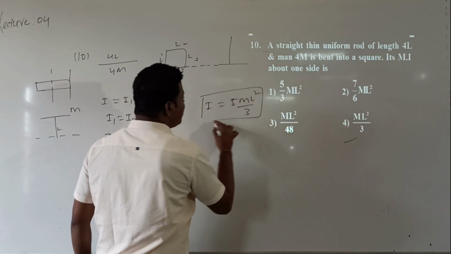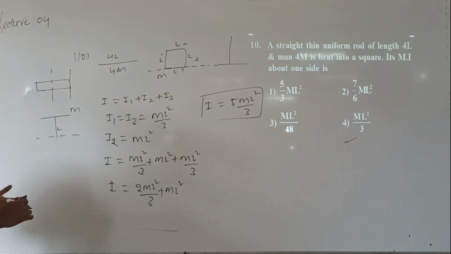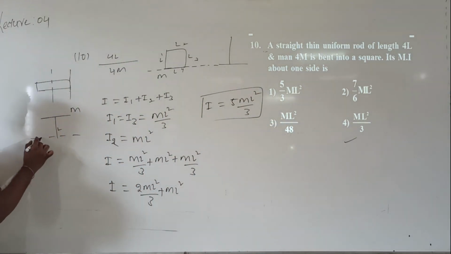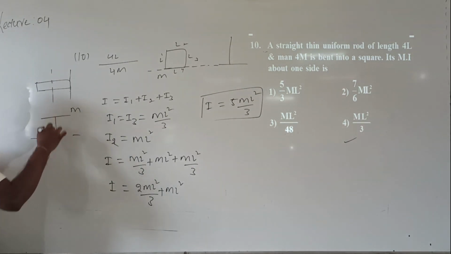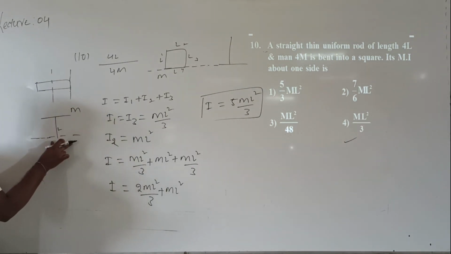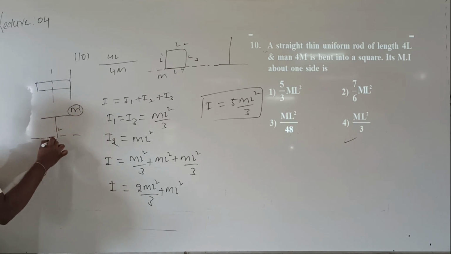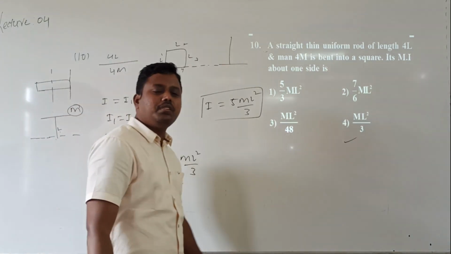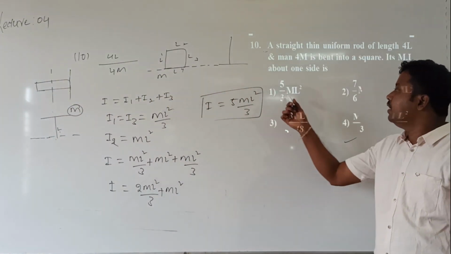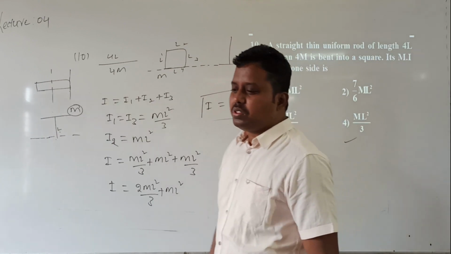See the moment of inertia calculation. Here, because the axis of rotation is neither perpendicular nor passing through the tangent, at that time we have to consider the total mass. What is the distance of this mass from the fixed point here? Then what is the moment of inertia? Understood? So this is question number 10. Next question.